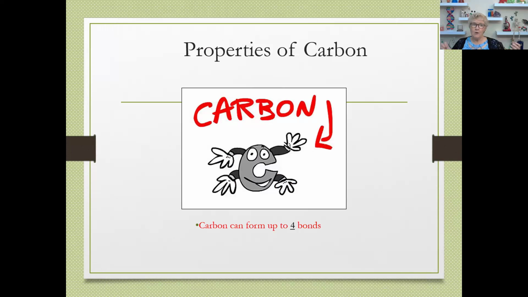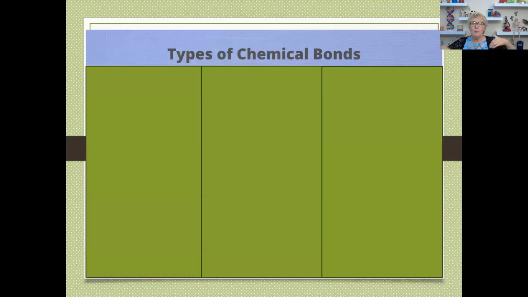Remembering this picture will help you to remember that. Picture carbon with 4 arms. Each of them really, really wants to be holding hands with another atom. Carbon can form up to 4 bonds. So remember when we're talking about bonds, there's 3 kinds of bonds. We learned about those, the 3 kinds of bonds. We talked about them in our review just a minute ago.